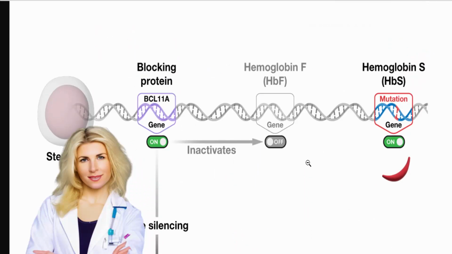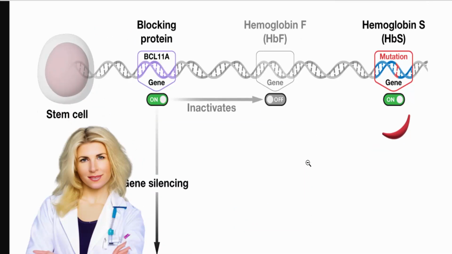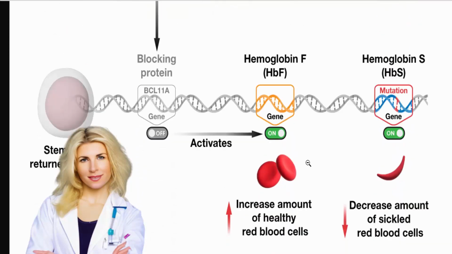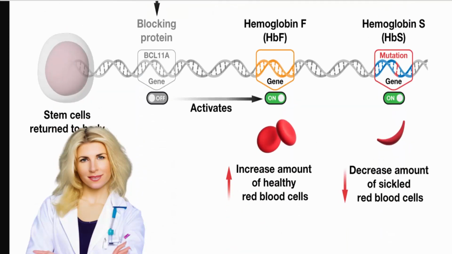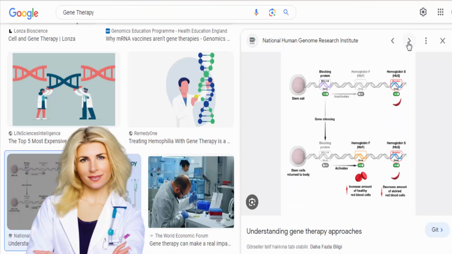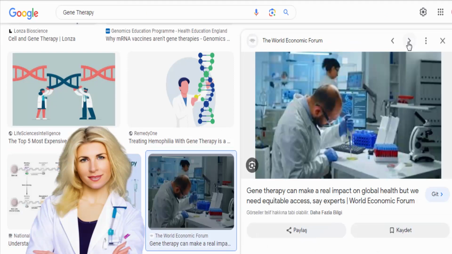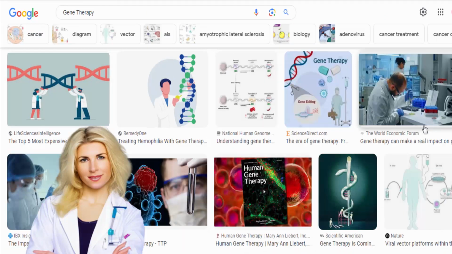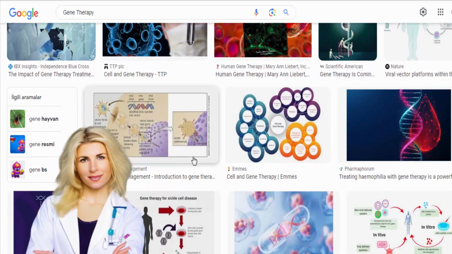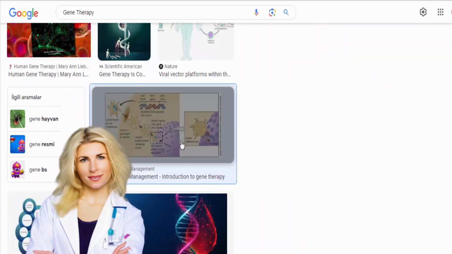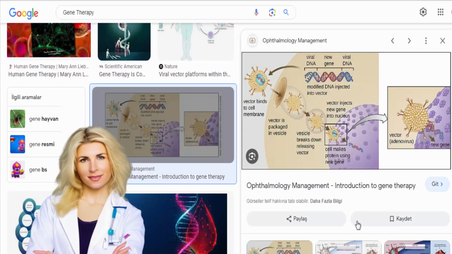Challenges. Safety. Ensuring that gene therapy is safe and does not cause unintended side effects is a major challenge. Ethical concerns. There are ethical concerns related to germline gene therapy, as it involves altering the genetic makeup of future generations. Long-term effects. The long-term effects of gene therapy are still being studied, and some risks may not become apparent until years after treatment.